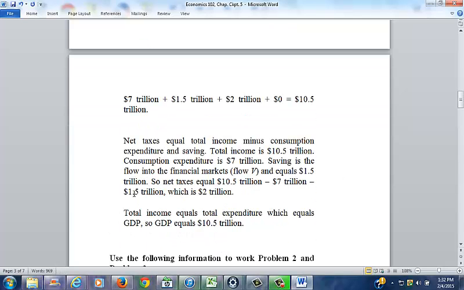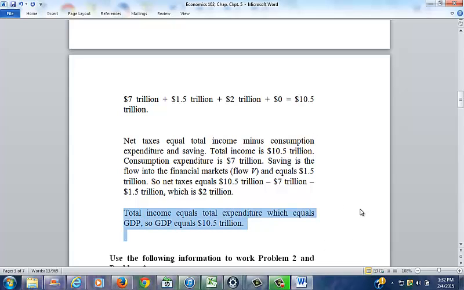Net taxes, those equal the total income minus consumption expenditure and saving. So we know that total income is 10.5 trillion. Consumption expenditure is 7 trillion. Saving is the flow into the financial markets, that's flow V, and equals 1.5 trillion. So net taxes equals 10.5 trillion minus 7 trillion minus 1.5 trillion, which is $2 trillion.